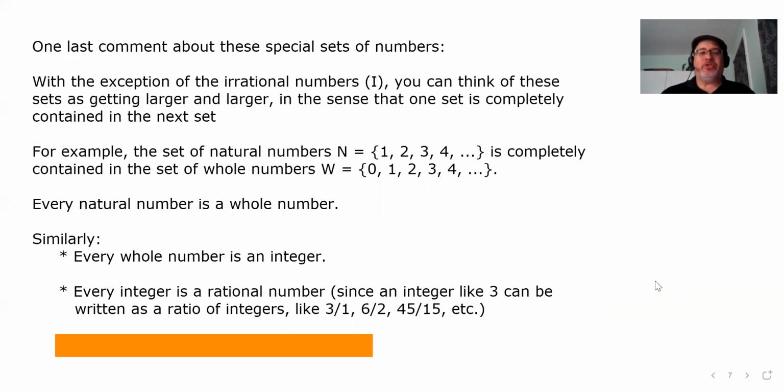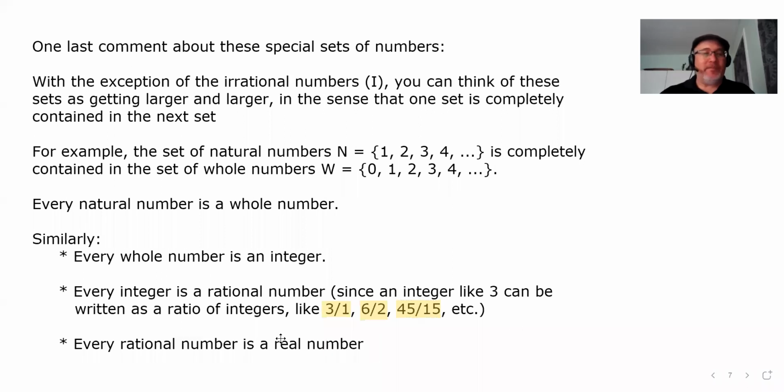The reason every integer is a rational number is an integer like 3 can be written as a ratio of integers. For example, 3 over 1, that fraction is equal to 3, as is 6 over 2, as is something like 45 over 15. There's actually an infinite number of fractions that equal 3, but the fact that 3 can be written as a fraction, as a ratio of integers, means that it is a rational number. And finally, every rational number is a real number.